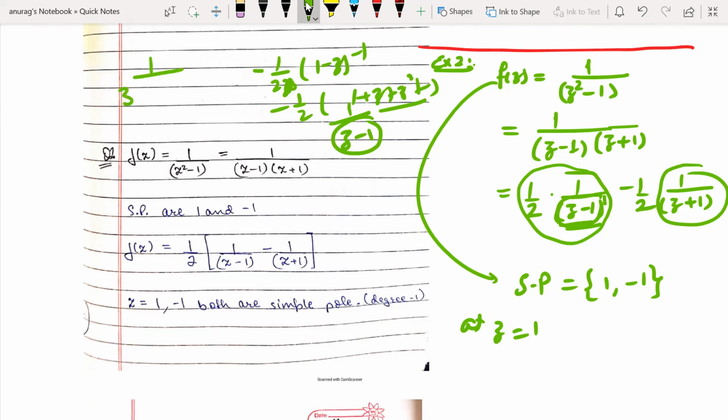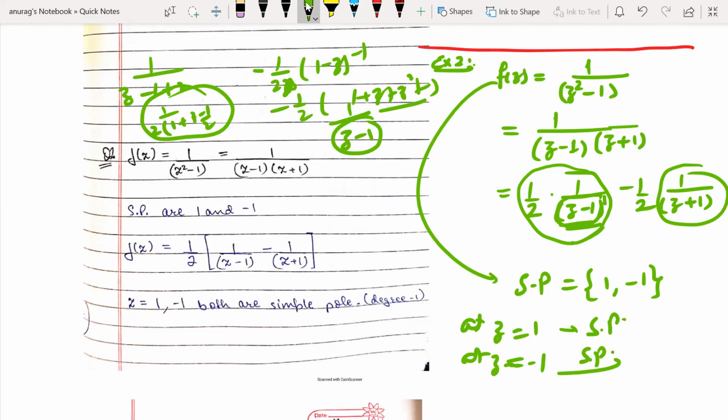If it is (z minus 1) plus 2, then you can write 1 by 2 times (1 plus (z minus 1) by 2). I told you in the Laurent series expansion, if you are finding the series about any point, then that factor must be there. So z equal to 1, simple pole. At z equal to minus 1, again a simple pole, because this is only the Laurent series expansion.